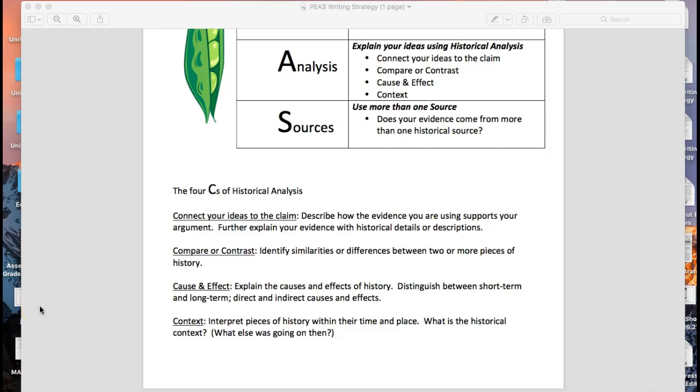You may choose to take information or evidence and use a compare and contrast strategy. You might also choose to explain the causes and effects of history, and certainly you could use context, which is where you explain and analyze historical evidence by also describing what else was happening during that time period.